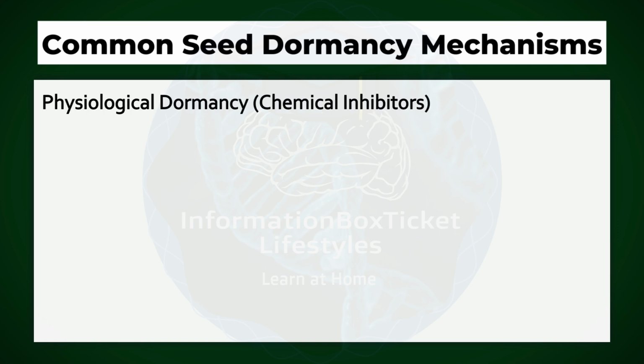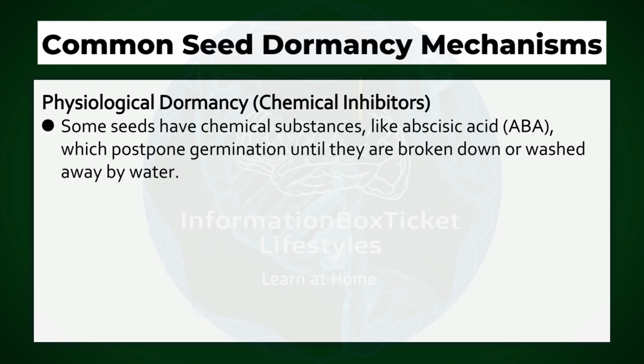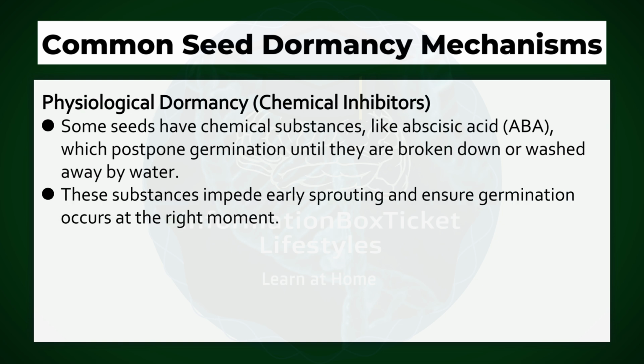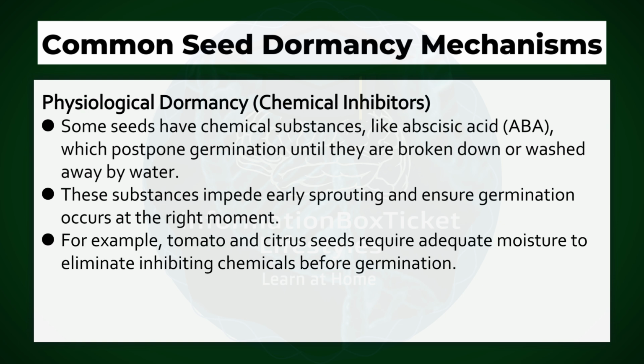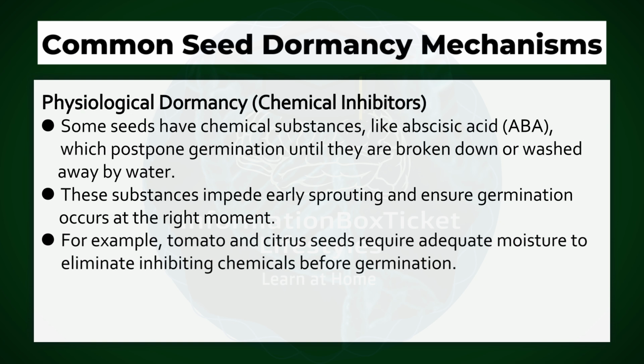Physiological dormancy, chemical inhibitors. Some seeds have chemical substances, like abscisic acid, which postpone germination until they are broken down or washed away by water. These substances impede early sprouting and ensure germination occurs at the right moment. For example, tomato and citrus seeds require adequate moisture to eliminate inhibiting chemicals before germination.